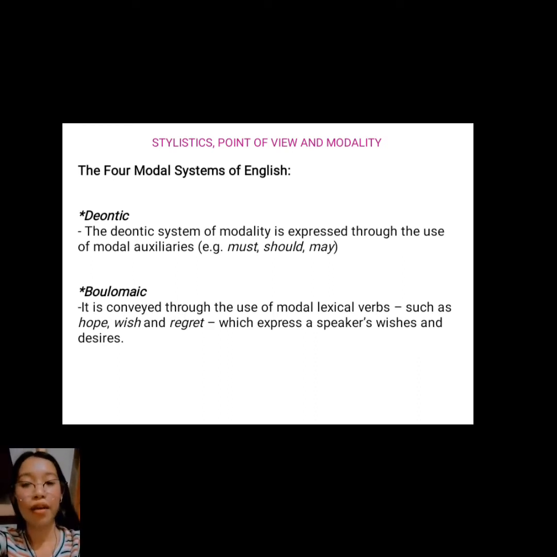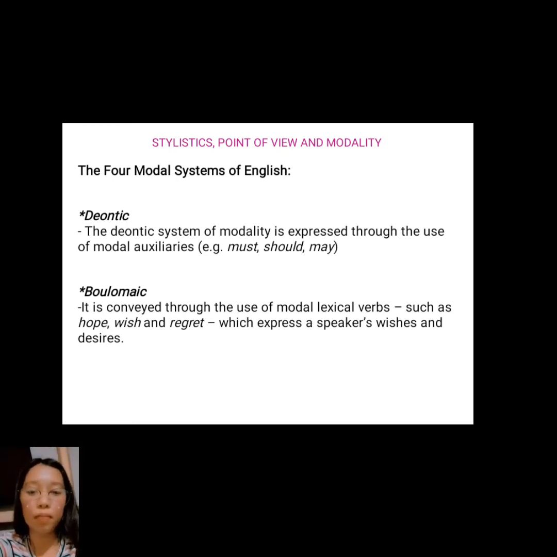First, we have deontic. The deontic system of modality is expressed through the use of modal auxiliaries or through adjectival or participle combinations such as be, that, and do constructions. For example, he is allowed to come. It is essential that he come.